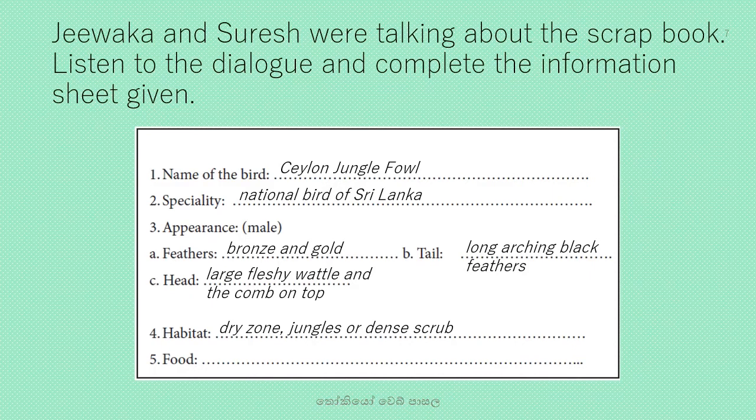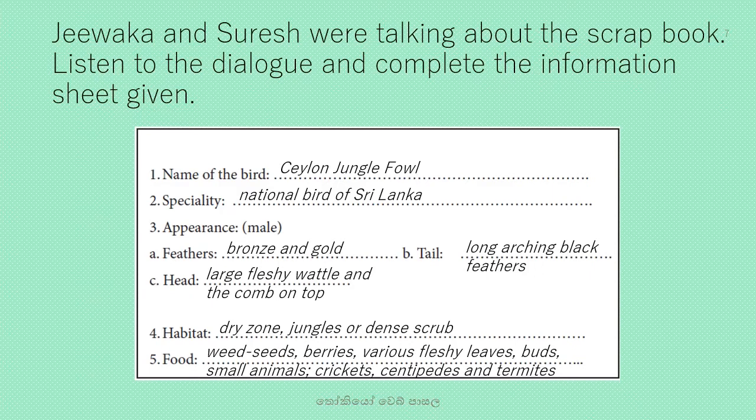Okay. And finally, we need to find what they eat. There was a list of things which they eat, like weed seeds, berries, various fleshy leaves, buds. Those are parts of different plants. So they eat different parts of plants or trees. At the same time, they eat small animals also.